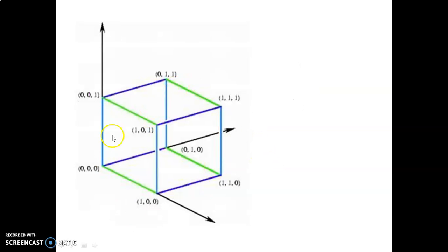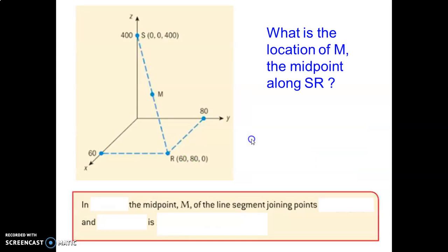With that in mind, let's start talking about 3D coordinates. You can see this cube has been drawn in 3D space, and each vertex has a specific location. For example, this location here, it did not move along the x-axis, so it has a coordinate of 0. To get to that point, we move along the y-axis, 1, and then we go up along the z-axis, 1. Pause if you need to and consider some of the other vertices to make sure you know how it works. My question to you is, in a moment, what is the location of M, which is the midpoint along SR? We'll figure that out in just a second.